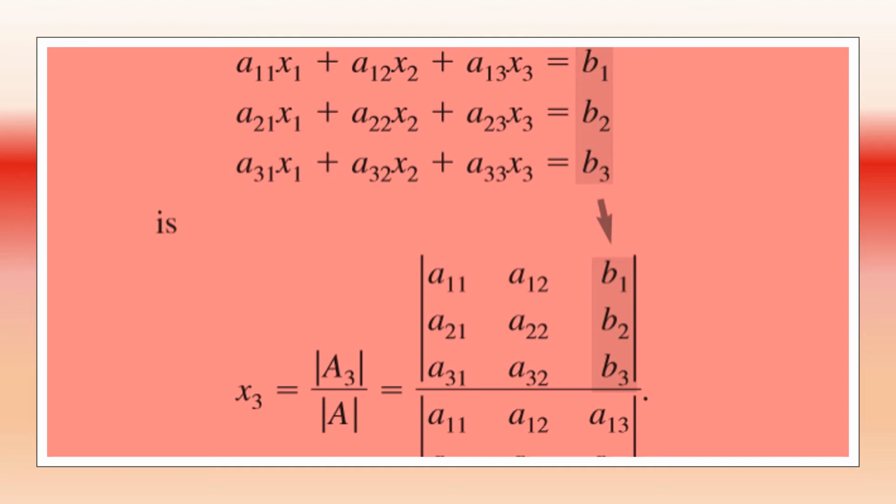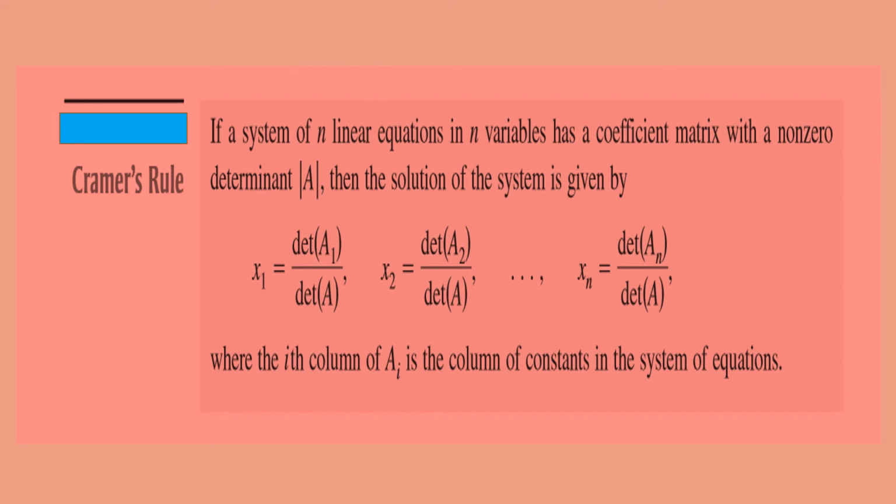So if the system is given like this, then in general x3 will be determinant A3 by determinant A. In the same way, x2 will be determinant of A2 by A, and x1 will be determinant of A1 by A. So Cramer's rule says if A is the coefficient matrix, and A1, A2, A3 are obtained by changing the columns using the constants, then x1 will be determinant of A1 by determinant of A, x2 is determinant of A2 by determinant of A, and like that, xn will be determinant of An by determinant of A.